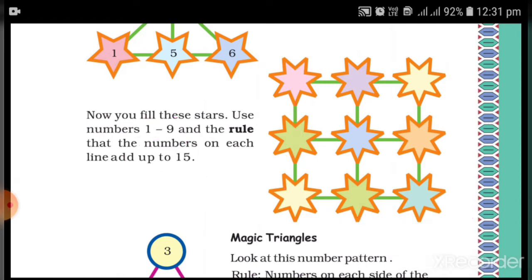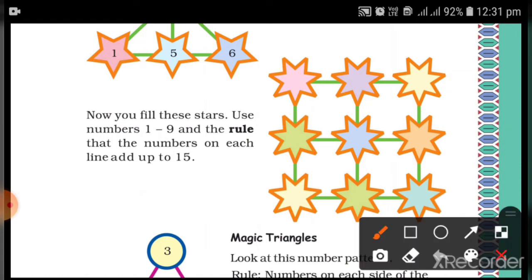Now, please do it quickly and search the numbers which will be added to make 15. I will give you some hint. For example, you have to complete this pattern on your own. 7 plus 3, 10 plus 5, 15. Now where you have to adjust, do it yourself.